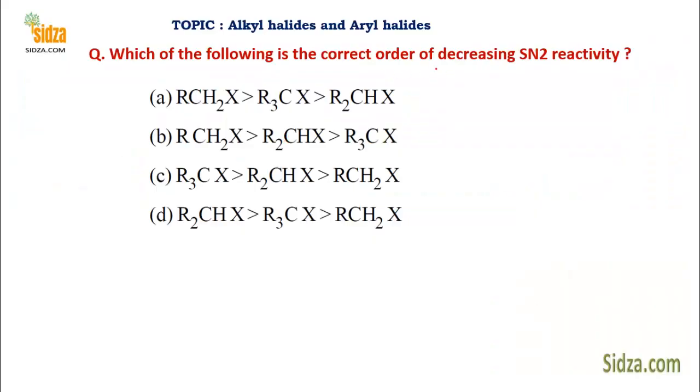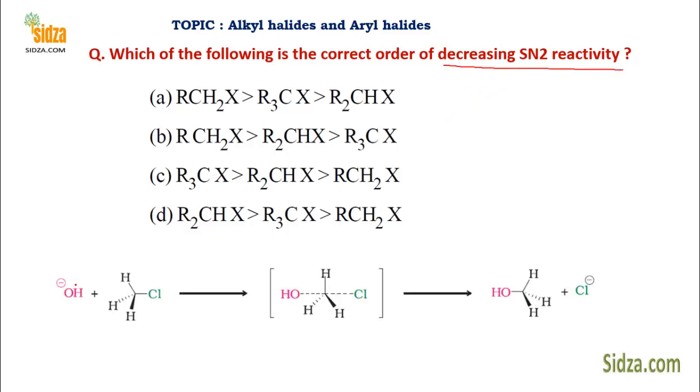Which of the following is the correct order for SN2 reactivity, the decreasing order of SN2 reactivity? Here in the SN2 mechanism, the nucleophile attacks the carbon which is attached to the halogen, right? The carbon, being attached to a more electronegative atom, bears a partial positive charge, and in the SN2 the nucleophile attacks the back side of this carbon at a 180-degree angle to the leaving group.